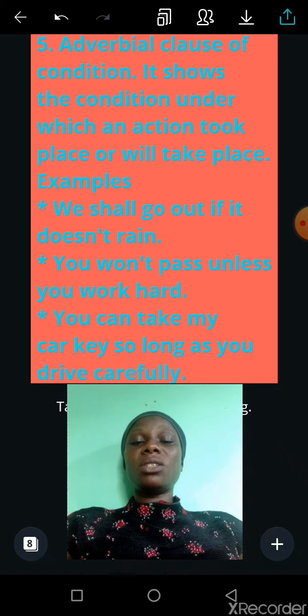The next is adverbial clause of condition. It shows the condition under which an action is performed or an action will be performed. Adverbial clause of condition shows the condition under which an action took place or will take place. Examples. We shall go out if it doesn't rain. If it doesn't rain is the conditional statement. It's the adverbial clause of condition. We shall go out if it doesn't rain. If it doesn't rain is adverbial clause of condition.